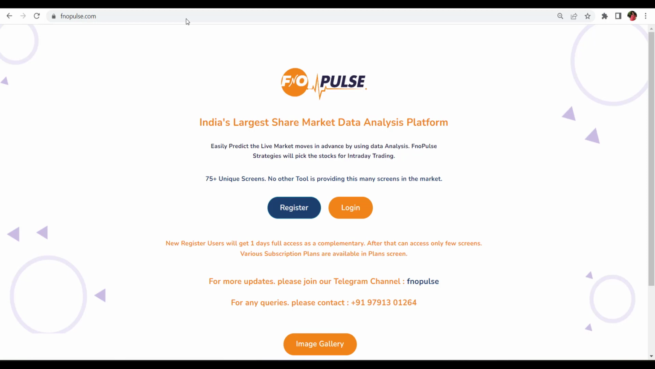Once the open interest, the total number of outstanding contracts at a particular strike, is what you are referring to as liquidity. So F&O Pulse will be very useful for your intraday trading. Let's go into F&O Pulse now.